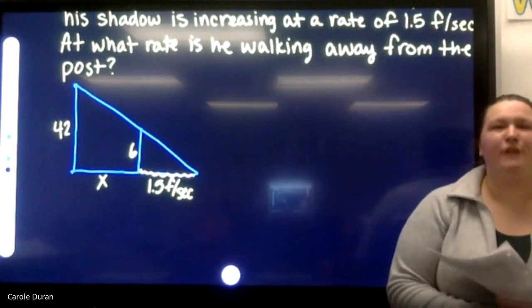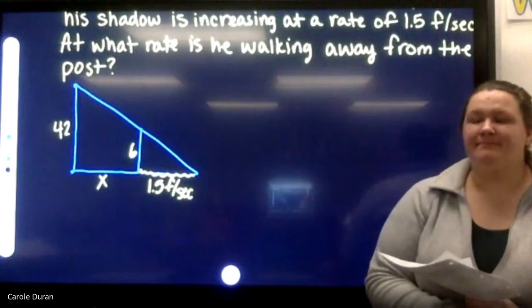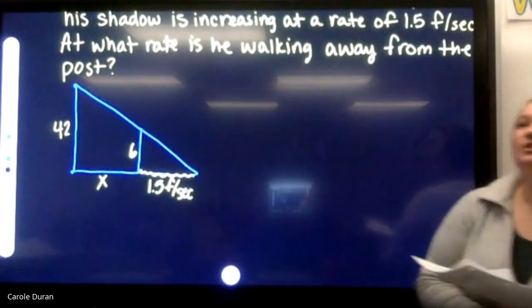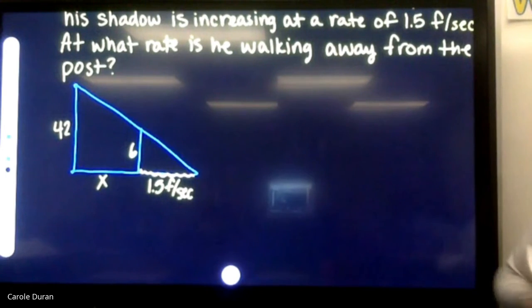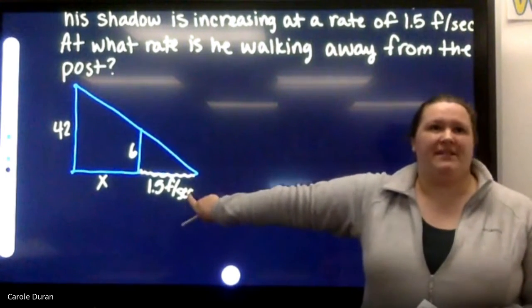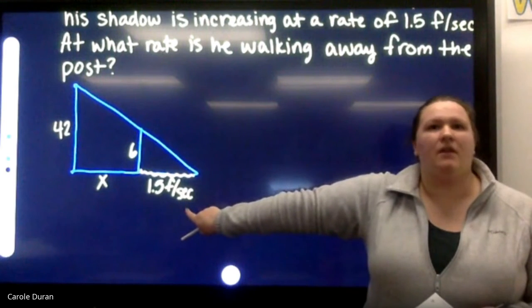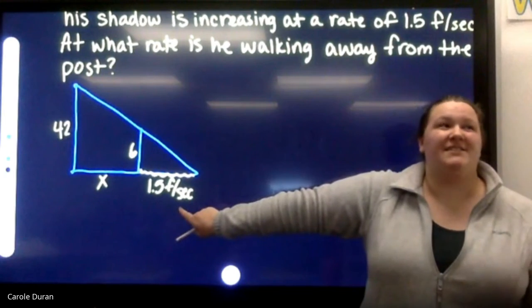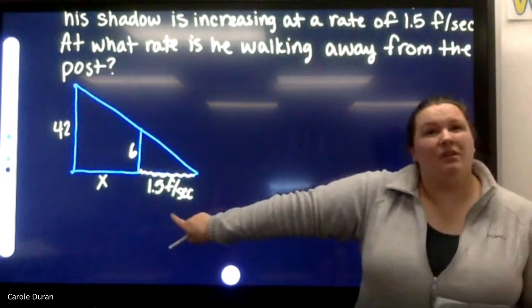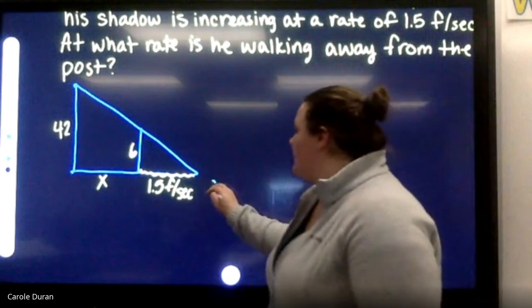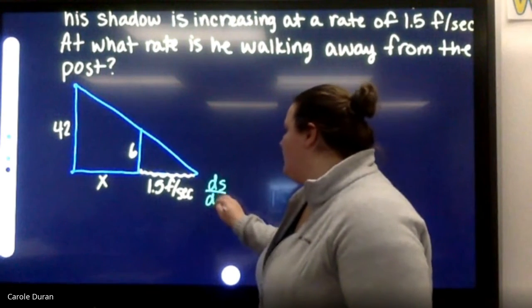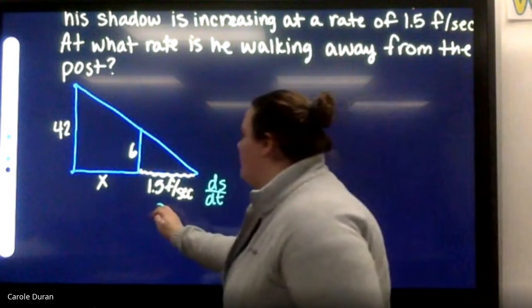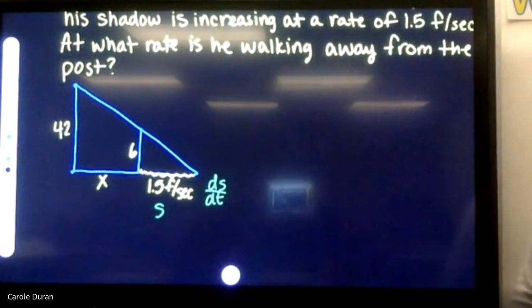I have a question for you, since we failed to recognize what this is. What is this 1.5 feet per second? It's the rate at which his shadow is increasing per time. So this is ds/dt, which means that s right here is the length of my shadow.